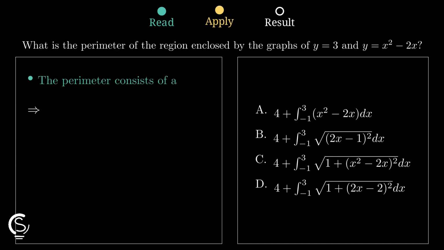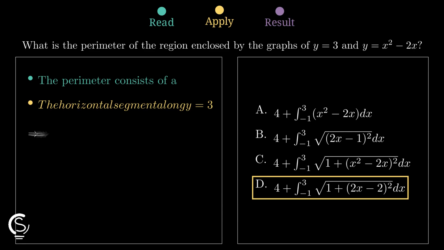Next, find the parabola's arc length using the derivative of the quadratic function, which is 2x minus 2. Plug the derivative into the arc length formula. Adding the 4-unit top segment yields the total perimeter. This matches the expression in option D.